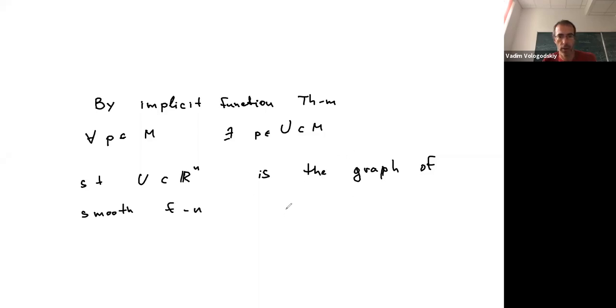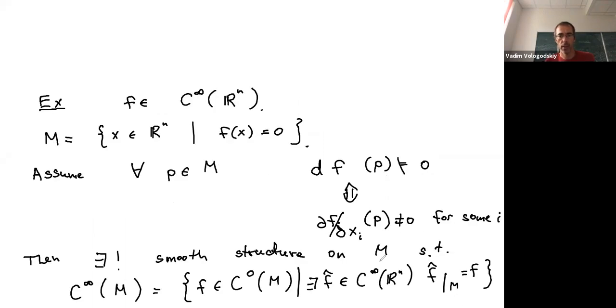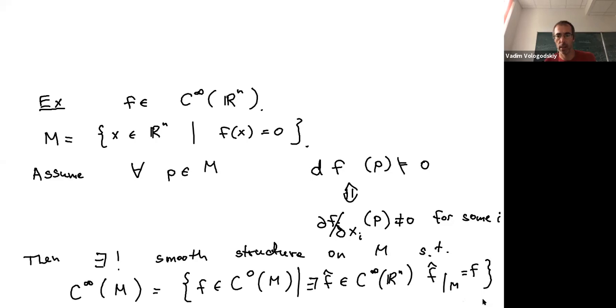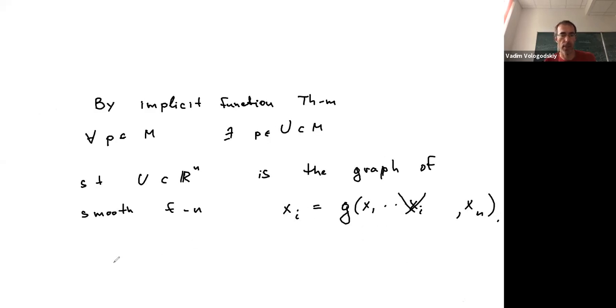So say xi is equal to g of x1, ..., x(i-1), x(i+1), ..., xn. Right? This equation locally, this equation that f is equal to 0, can be locally solved. You can find this smooth function with this property. So that means that M locally looks like a graph.